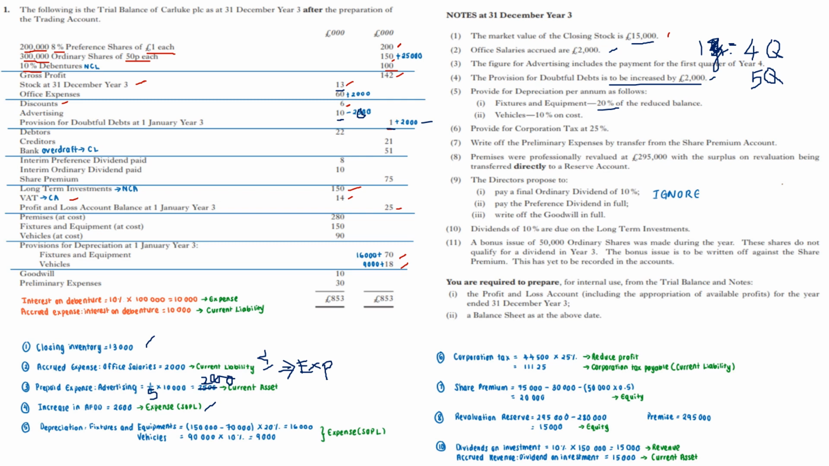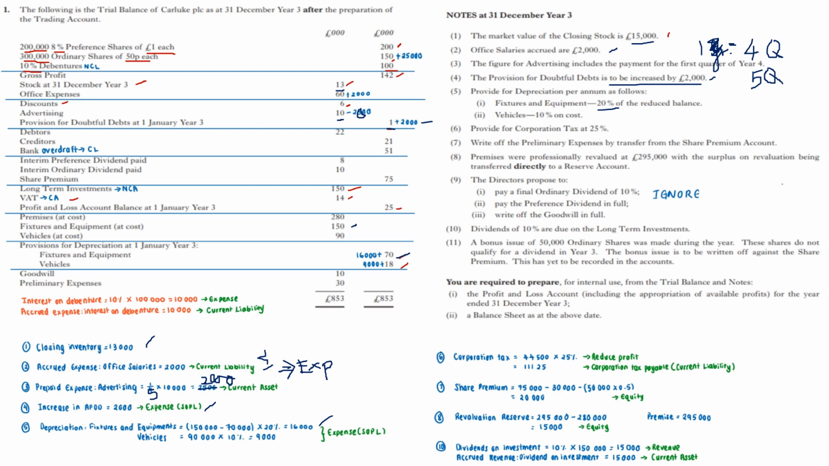So fixtures and equipment, let's look at fixtures and equipment. You have the one at cost is 150,000. Your provision for depreciation from 1st January year 3 is 70,000. So it's 150,000. You can see the workings down here. 150,000 minus 70,000, so that's 80,000 times 20%, you get 16,000.